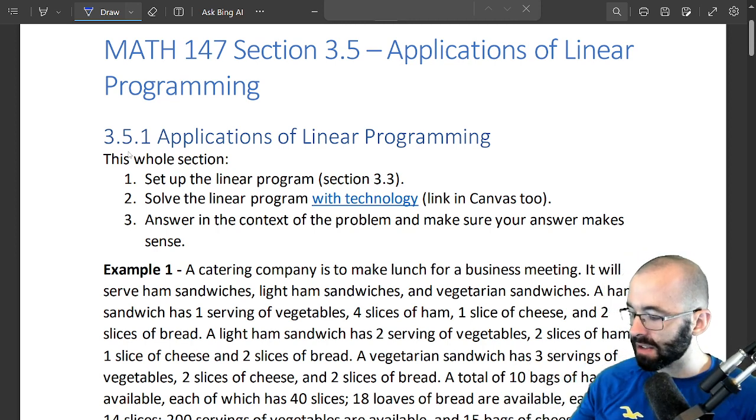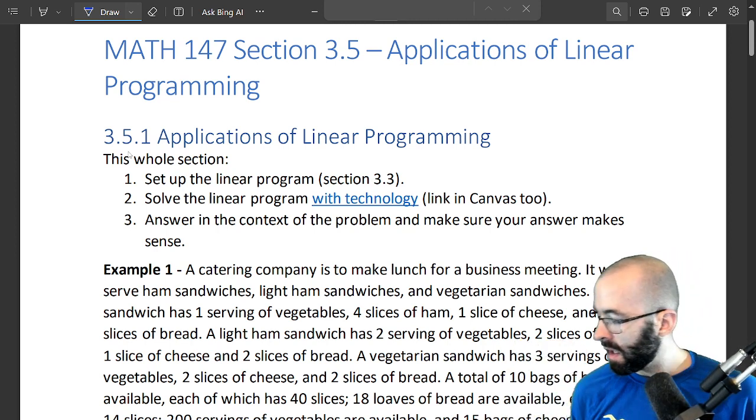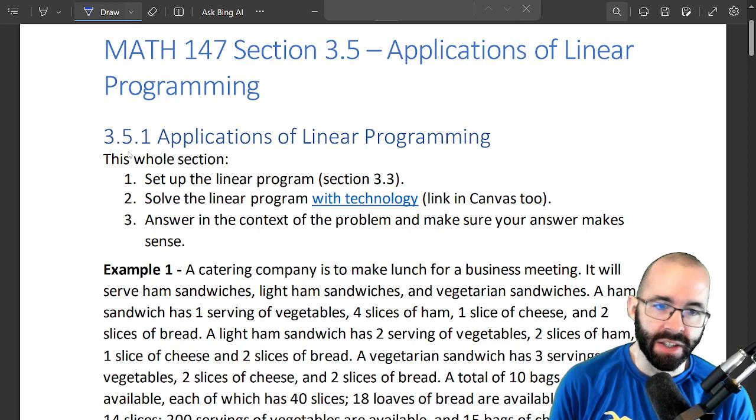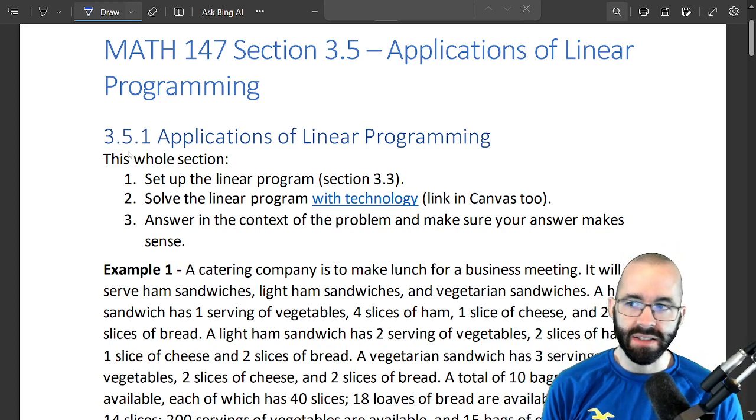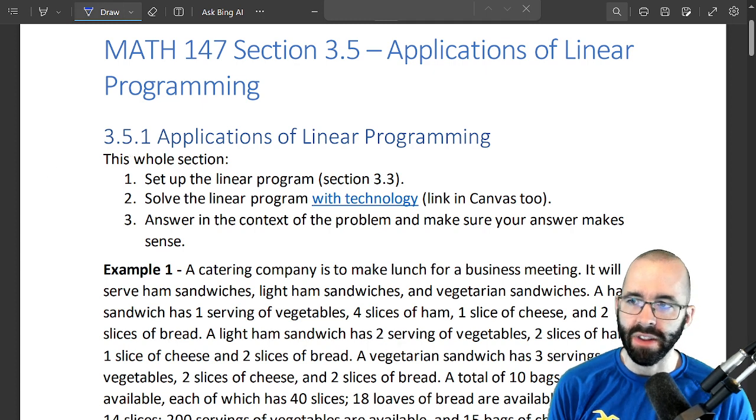So feel free to go back to section 3.3, make sure my cat's not turning off my computer, if you need to get some more practice with that stuff, but we also got plenty of practice for this.